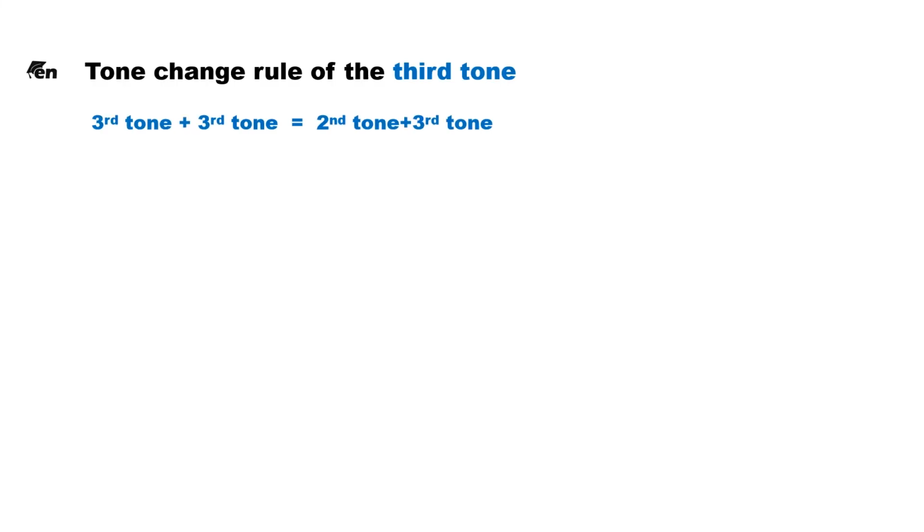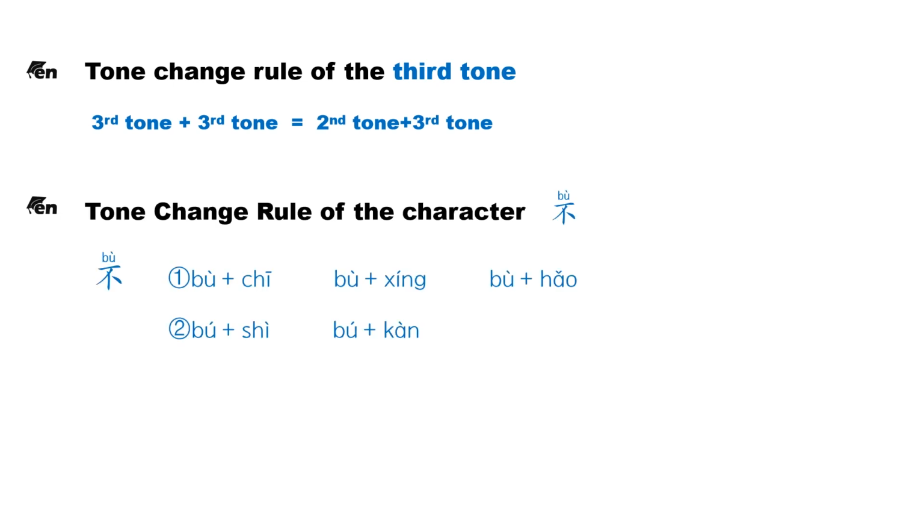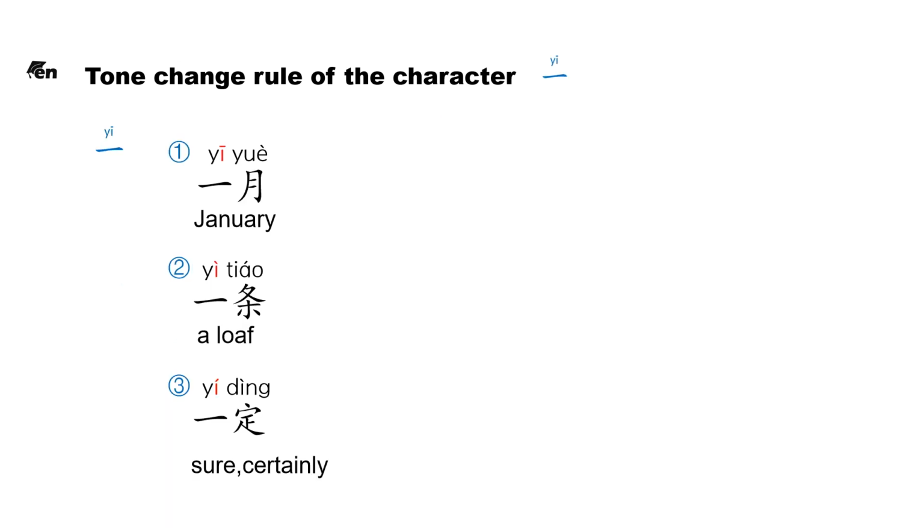In the end, let's have a review. In this lesson, we mainly learned the 3 rules of tone change of Pinyin. They are the tone change rule of the third tone, the tone change rule of the character bu, and the tone change rule of the character yi.